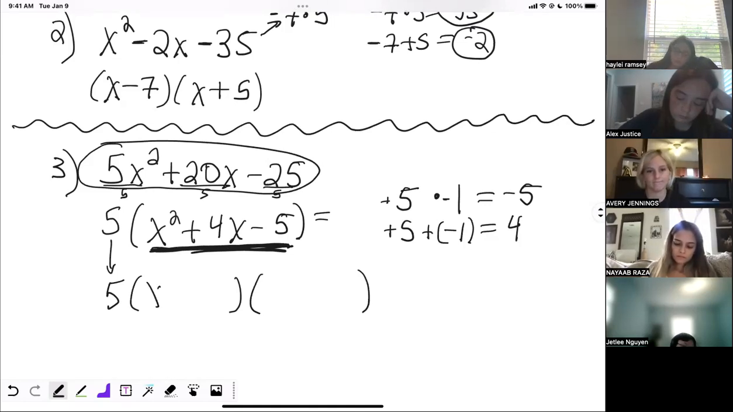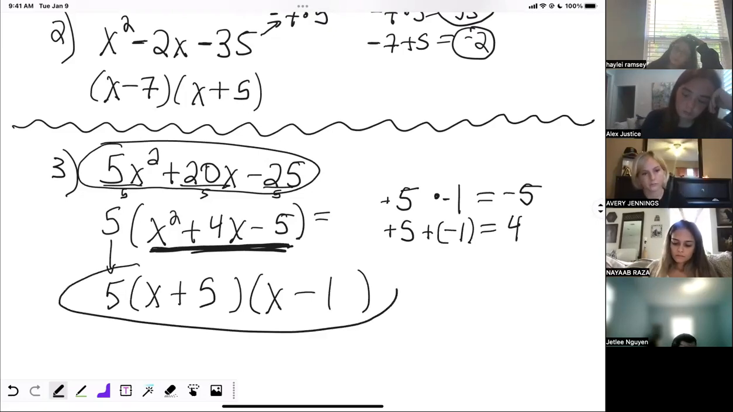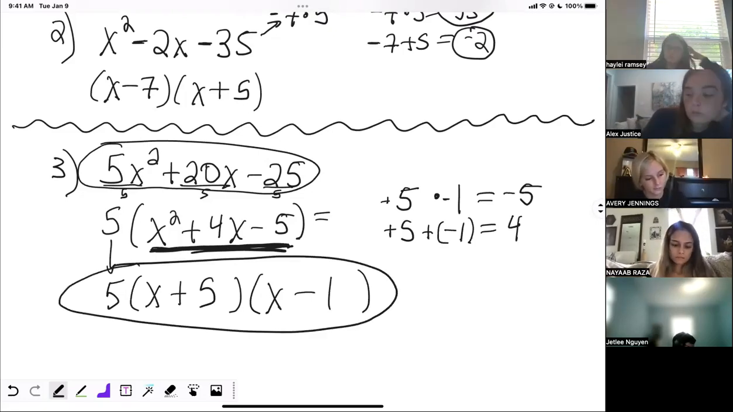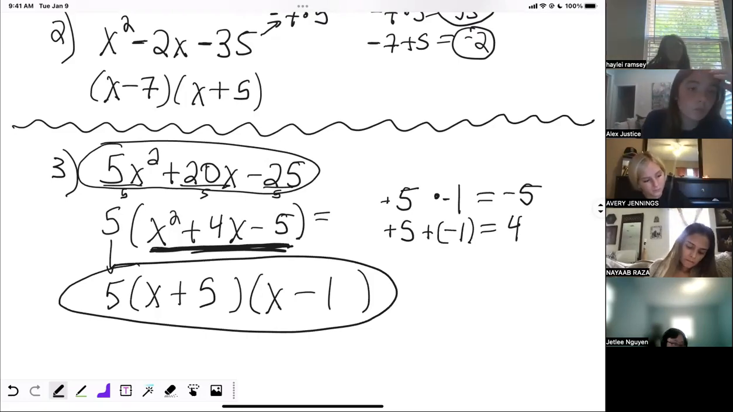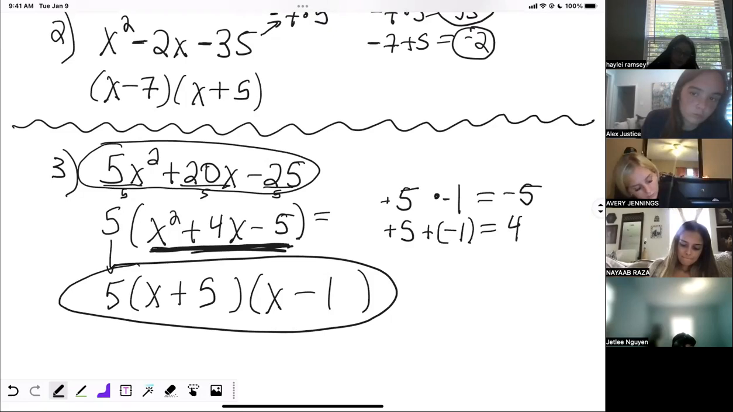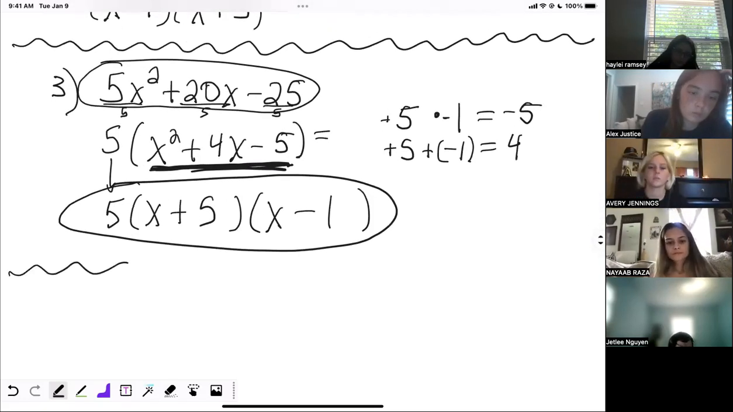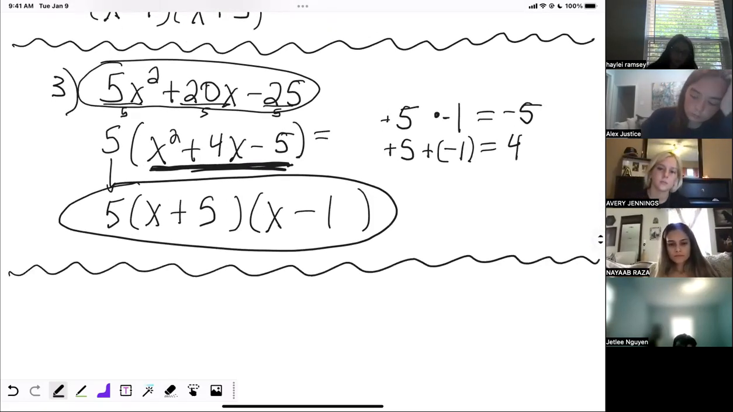So I have an X, I have an X. I already know I want positive 5 and I want -1. And that's my whole answer with the 5 in the front. You can't drop that 5. I'm going to do one more, and I'm going to ask you if you guys have any questions.